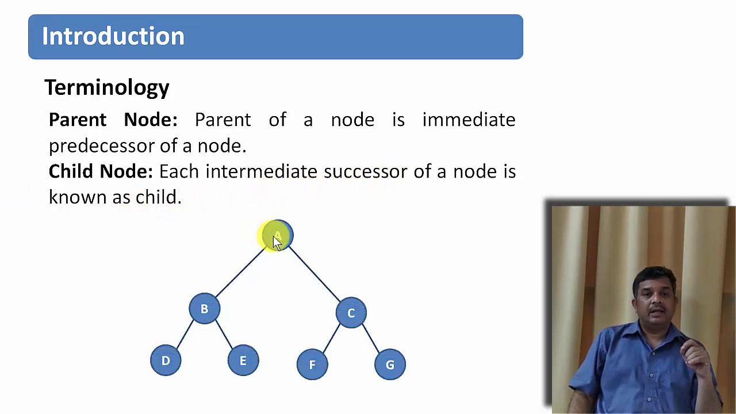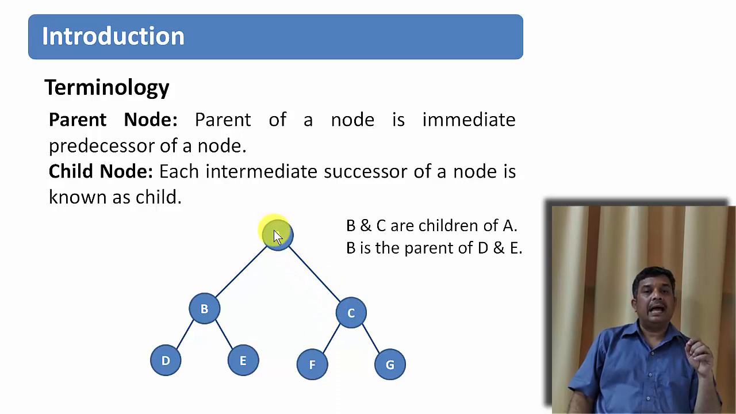Like here, if this is a tree given to me, in this tree, nodes B and C are the children of A, and node B is the parent of node D and node E. So B is a predecessor of D and E, and B is a successor of A.